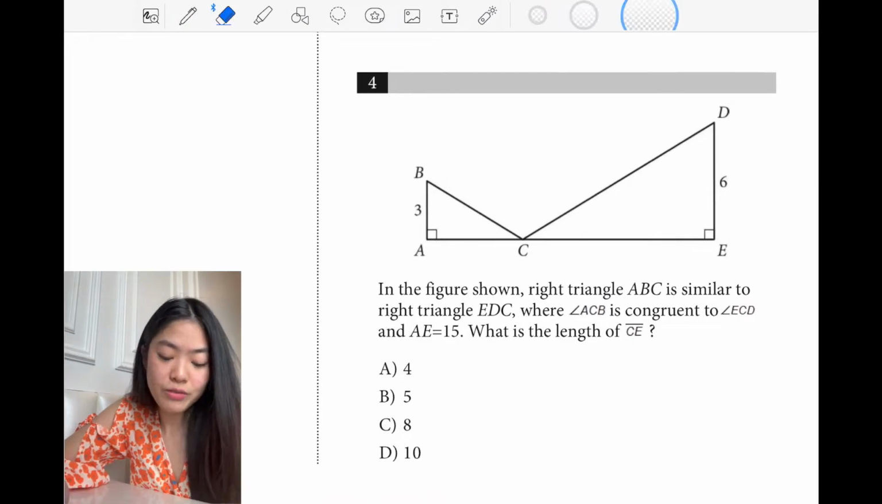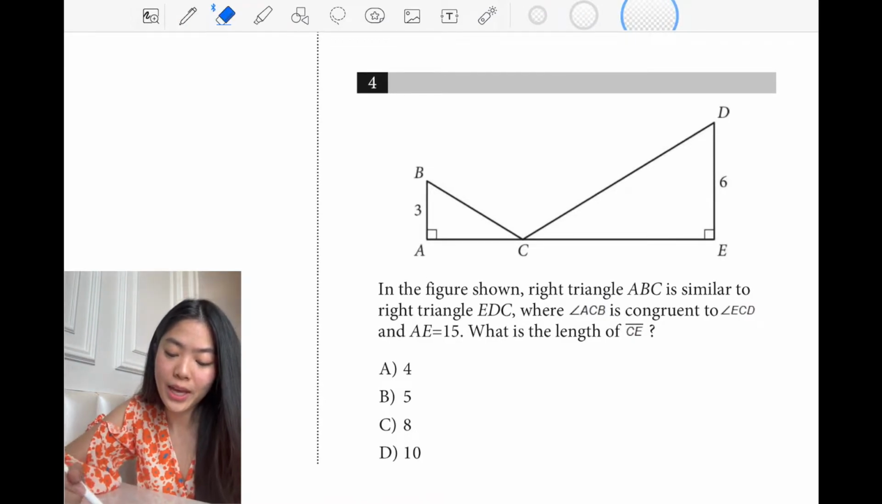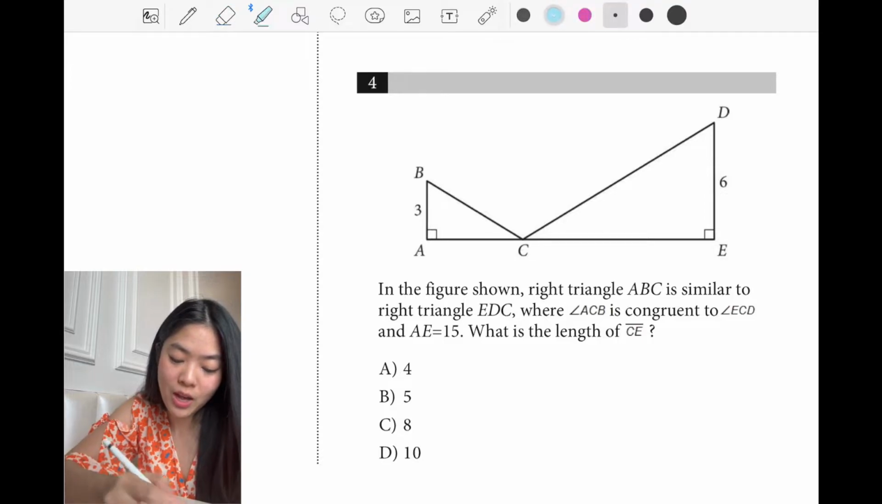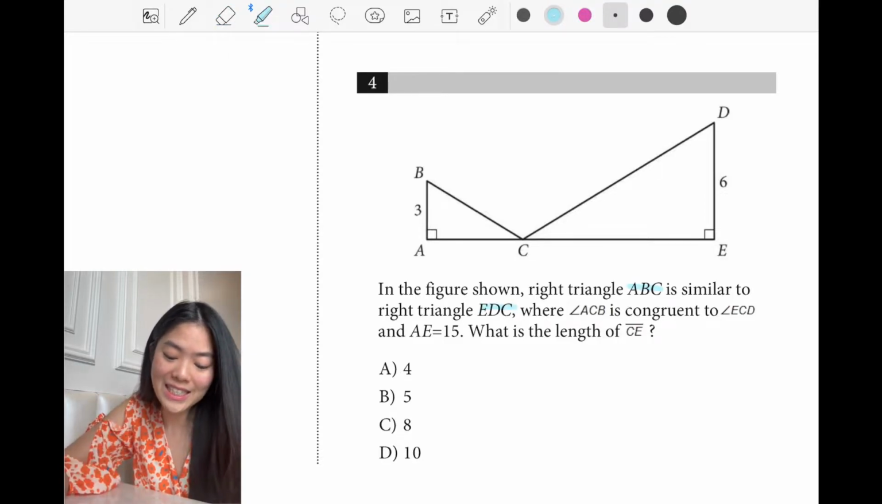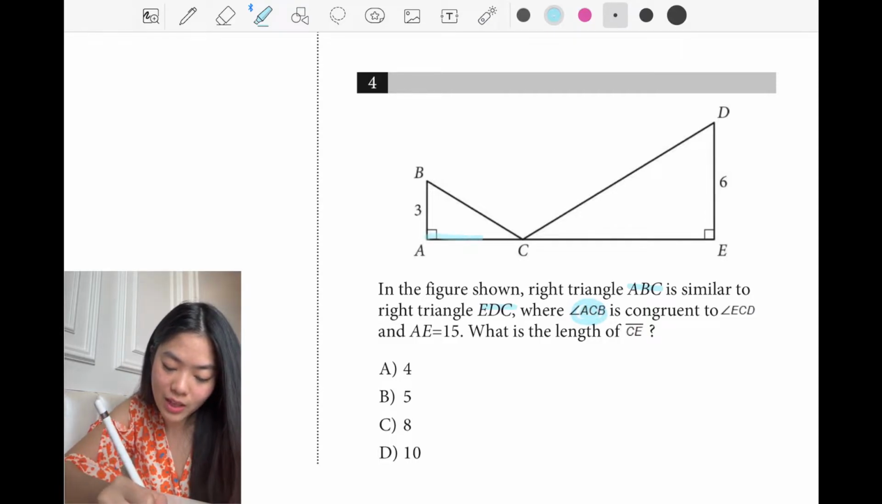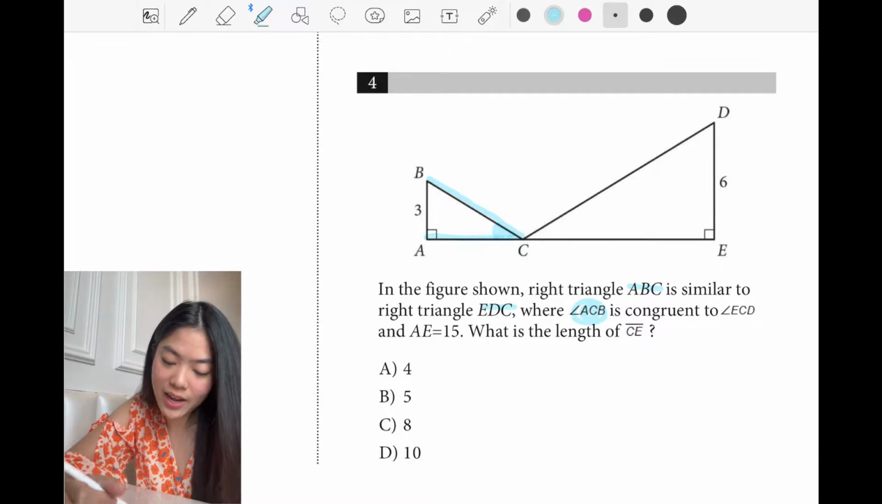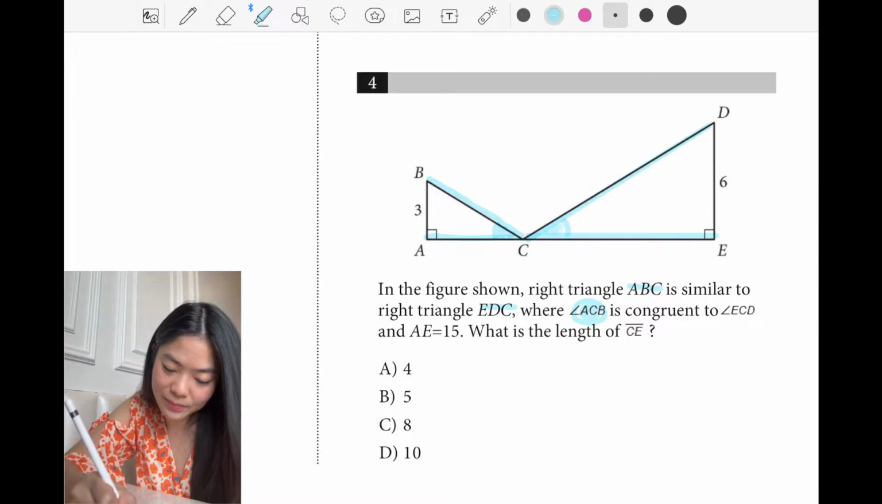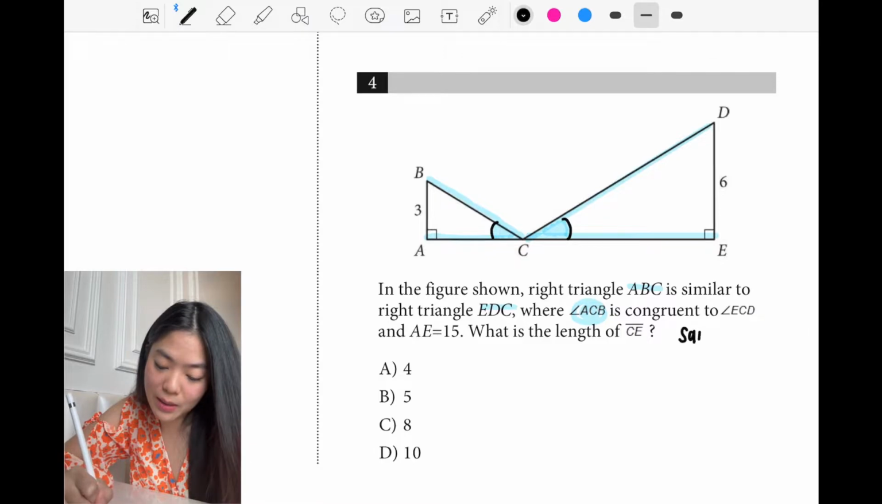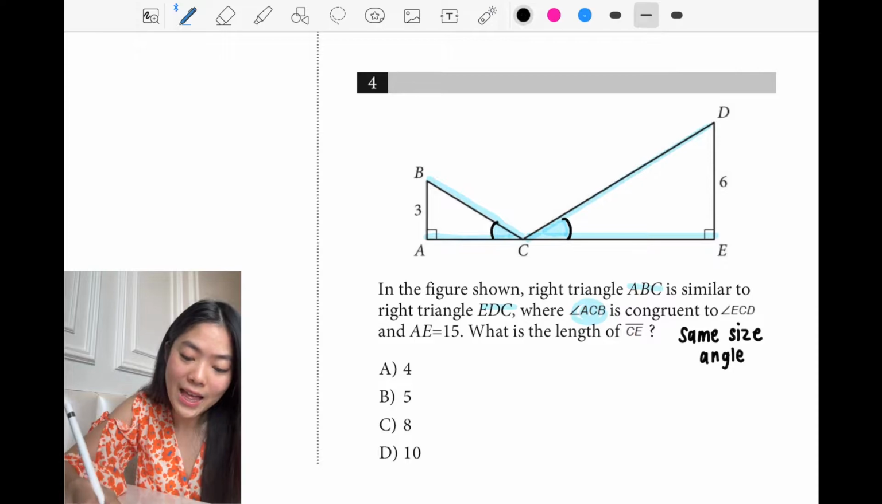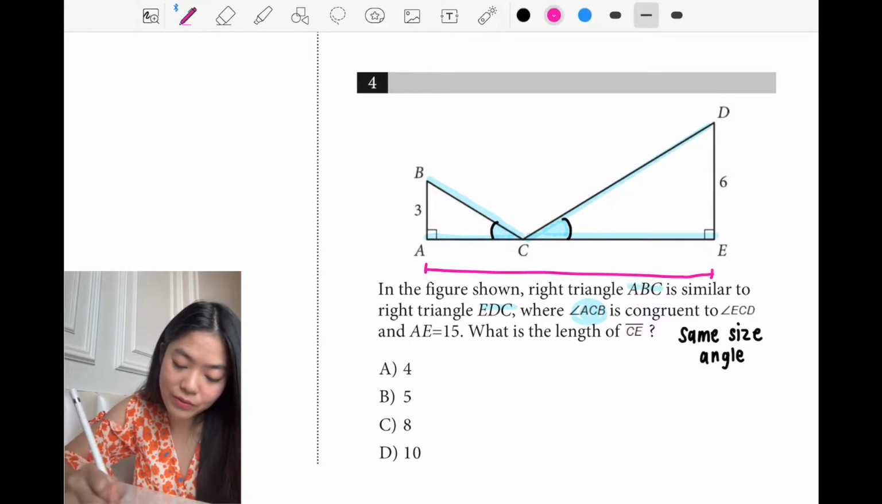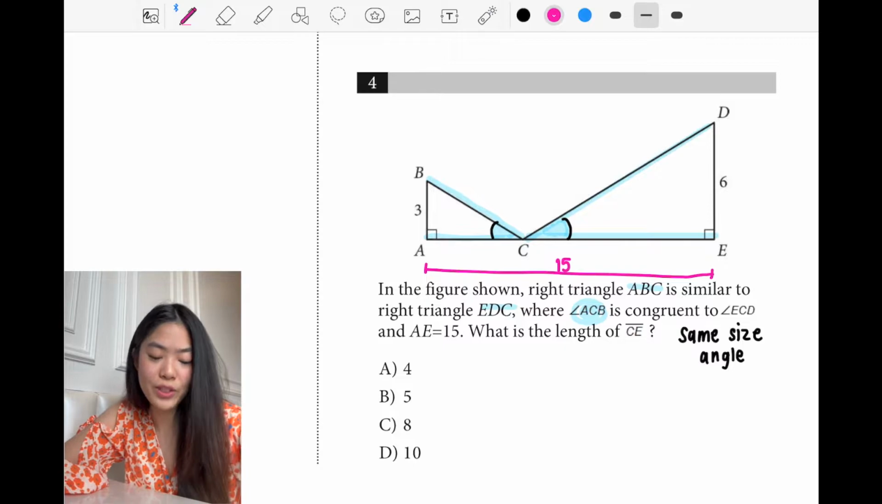Okay, next one, question 4. In the figure shown, the right triangle ABC is similar to right triangle EDC, where the angle ACB is here. Okay, it's congruent to the angle ECD here. These two are congruent, so it means they have the same size, the same angle. And it's given AE is 15. What is the length of CE?